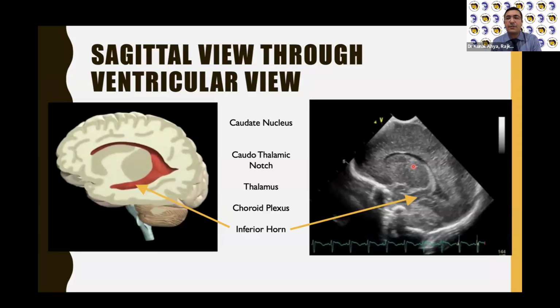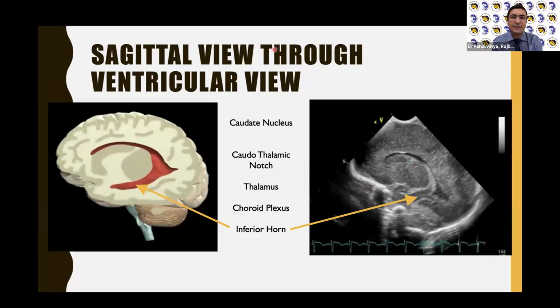There are different parameters also, like which is more hyperechoic, equivalent to your bony structure, and whether there is an irregular margin or not. But this is one of the pointers which will help in identifying whether the baby is having intraventricular hemorrhage or not. So this is the importance of identifying the caudothalamic groove, whether the choroid plexus is crossing it or not.